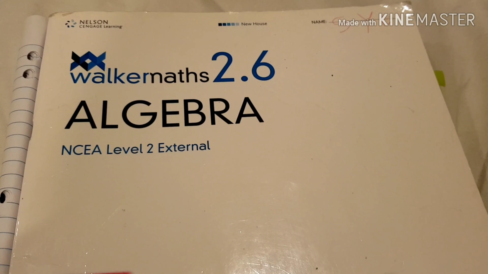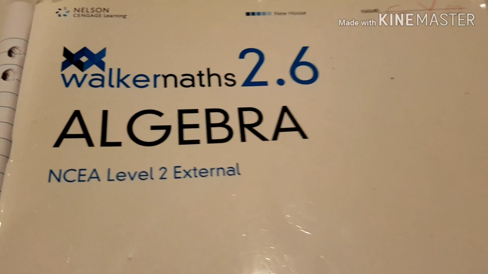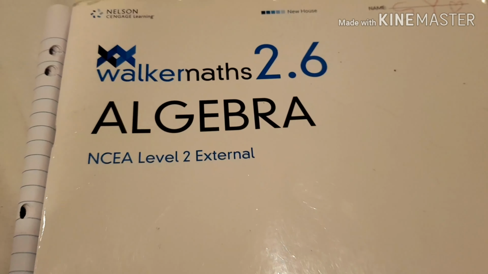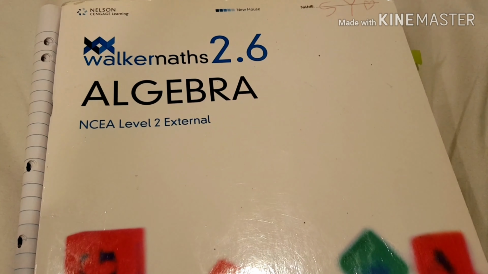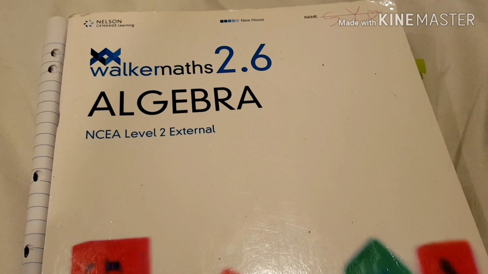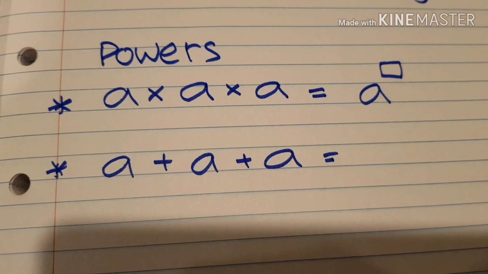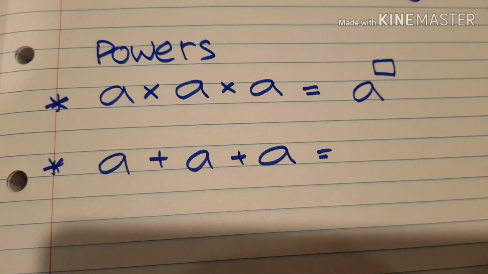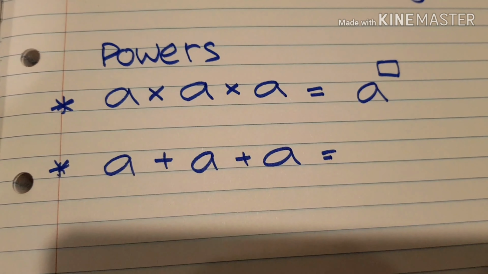Okay, so in order to start, we need this Walker Math book, 2.6 algebra. We're going to use this book to follow and do some pages in here. Okay, so before we start everything, look at the first example.